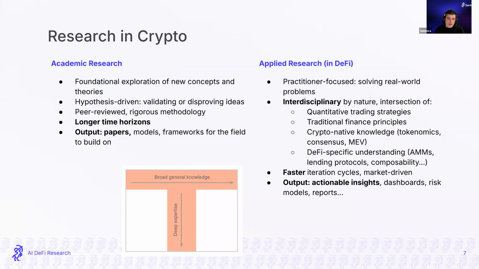Usually these activities have faster iteration cycles and the outputs tend to be reports or maybe some risk models or trading strategies, or at the end, any kind of actionable insight. So usually, as shown below, this requires a broader knowledge and does not go as deep into a single topic as academic research usually does, which just focuses on a single vertical and tries to go as deep as possible.